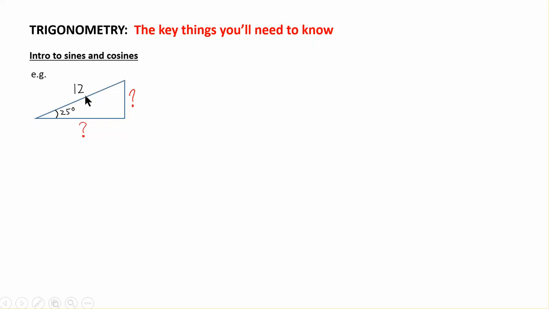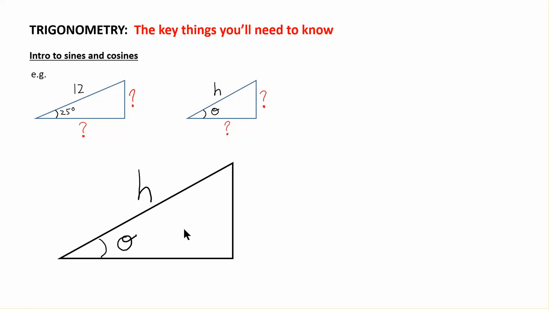Suppose, for example, you have a right triangle and you know that the hypotenuse is length 12 and this angle here is 25 degrees. And suppose your goal is to figure out the length of this side here and the length of this side. Or more generally, suppose you have a right triangle and you know the length of the hypotenuse, I'm going to call that h, and you know this angle theta. And again, given h and theta, how can you determine the length of this side and the length of this side?